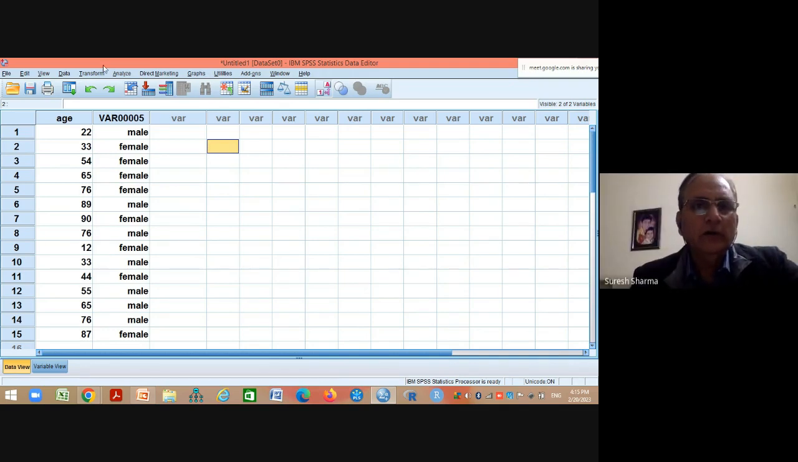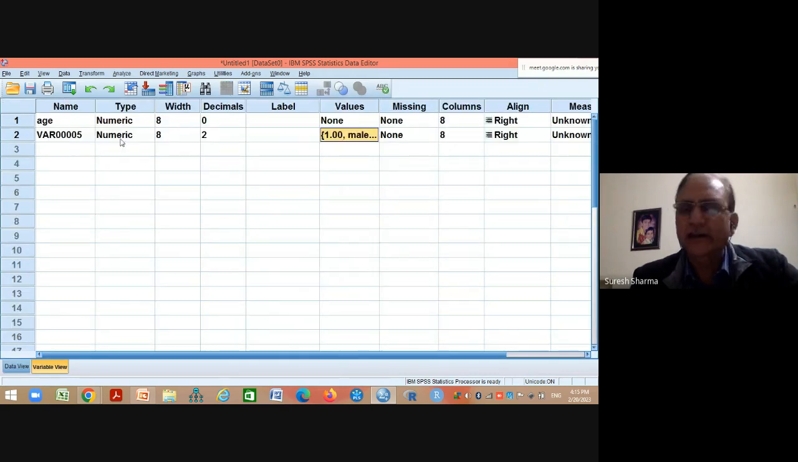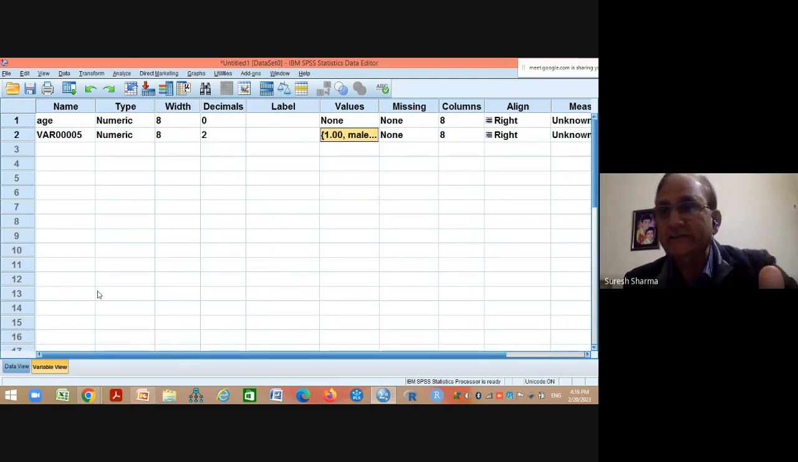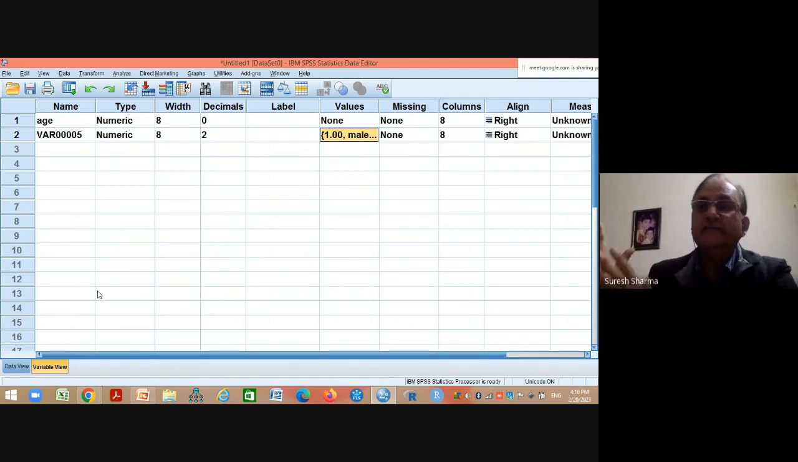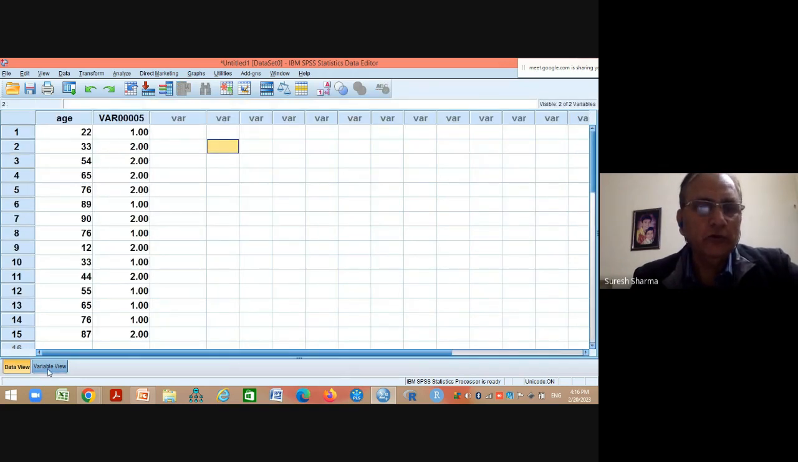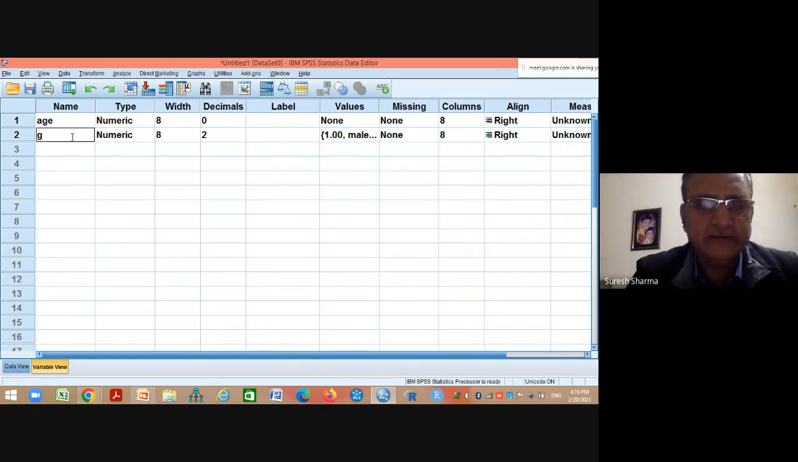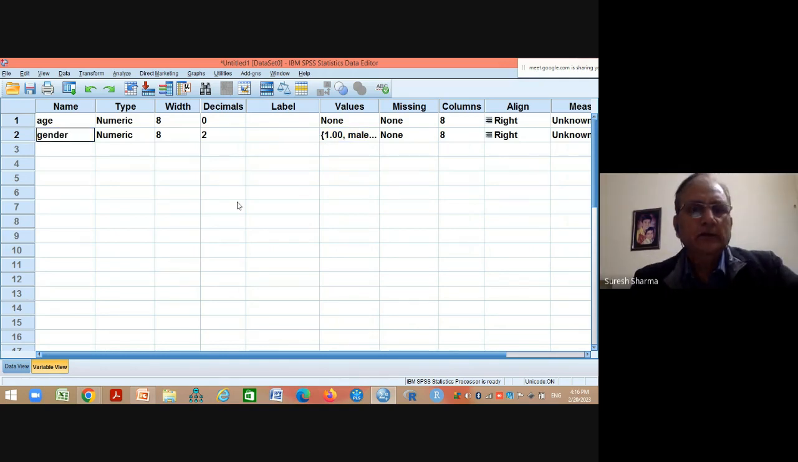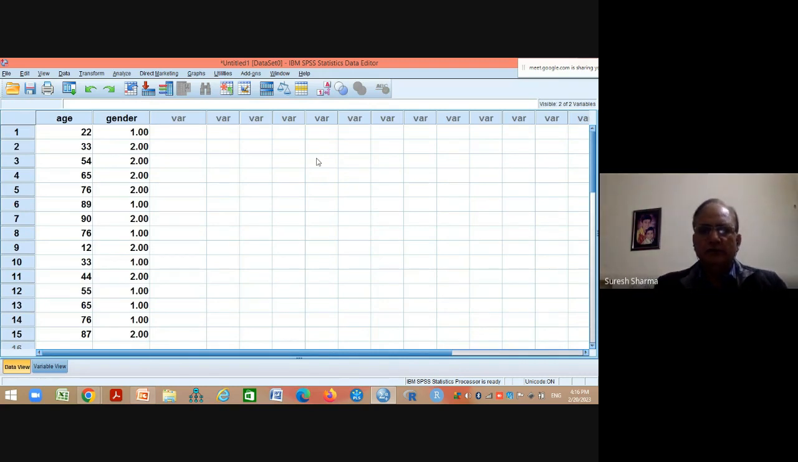Okay, thank you. Now, please, this variable number five, which we have created, actually contains one and two. That means it's a numeric variable. You see, this is a numeric variable. But on the back of this, it's a string variable. So SPSS will treat this as a numeric variable, but actually it is a string variable. That is the idea of giving these value labels, right? And if you go to the variable view, you can change its name. Let's say I call this gender. So one variable is age, another is gender.